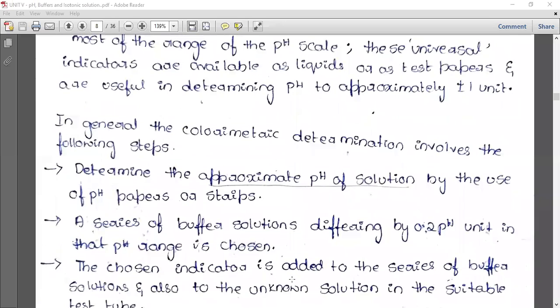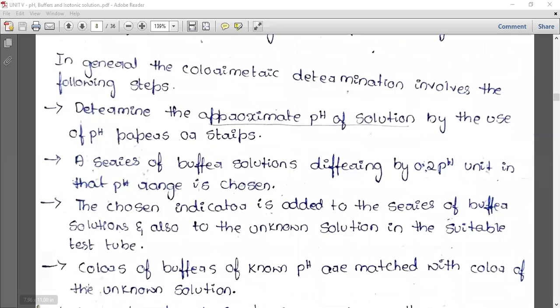Okay, then whatever indicator is chosen, a basic indicator, we are going to add to all the buffer solutions and also to the unknown solution whose pH has to be found. Clear? Then we match the colors of the buffers of known pH with the unknown. Since we have prepared a series of buffer solutions, we just compare it with our unknown solution. So say now it is almost, just imagine all is in the yellow range.